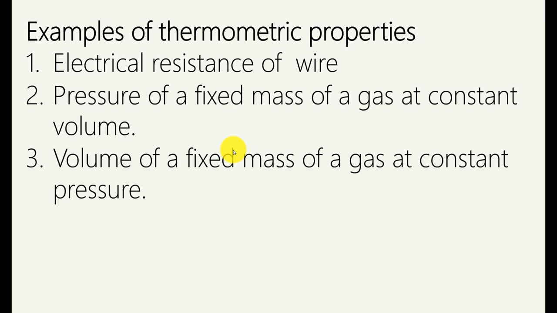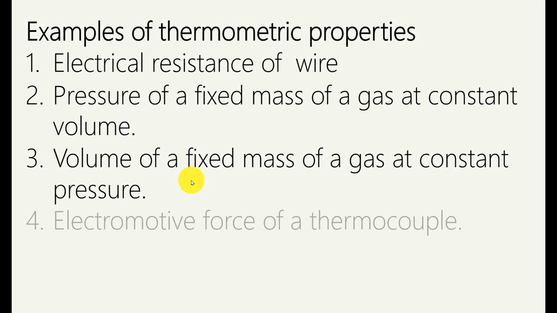Number 3, the volume of a fixed mass of a gas at constant pressure. Now I just reversed the second one. Where there was pressure, I put volume and came up with a new one. So you can decide now to see exactly what happens to the volume. What happens to the volume at constant pressure? I maintain the pressure constant, but I keep changing the temperature. What will happen to the volume? Definitely, the volume of the fixed mass of the gas at constant pressure will keep changing.